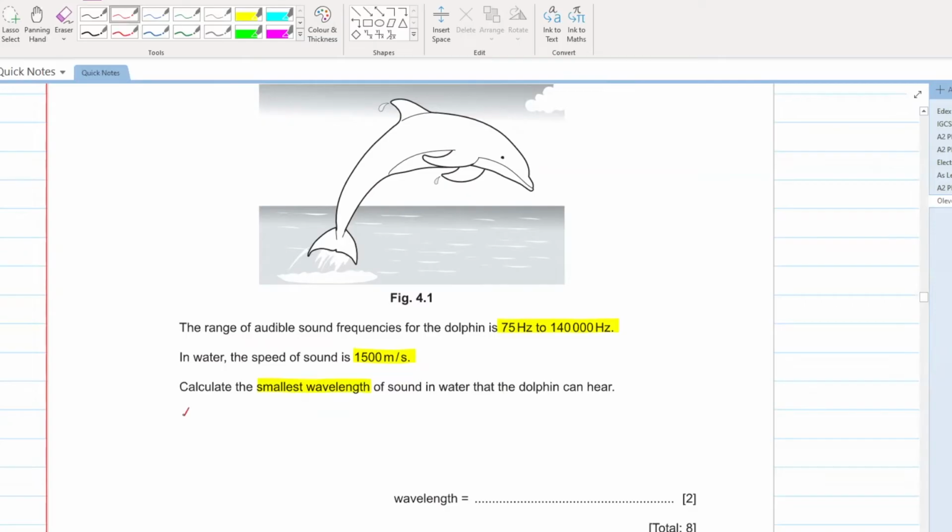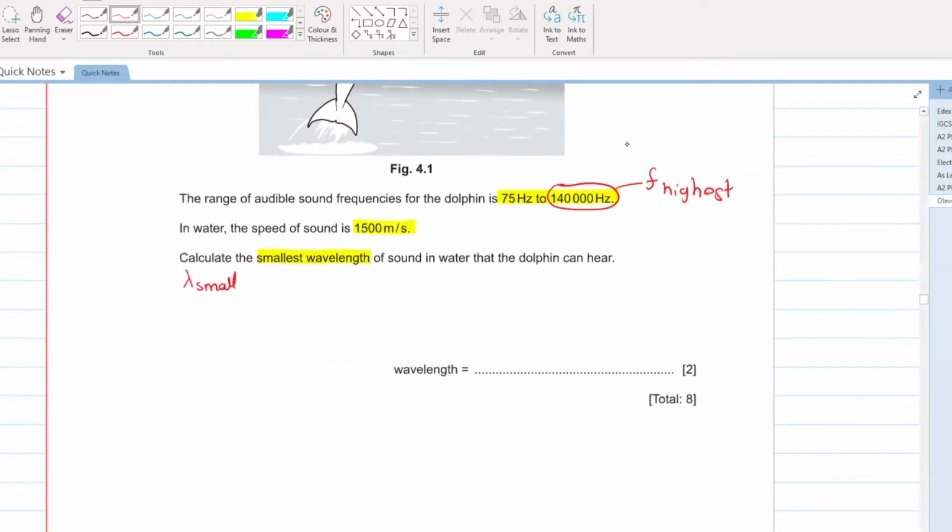If you want the smallest wavelength, what will you choose? You will choose the highest frequency. We have taken the highest frequency. Now, you will say v equals f lambda. Velocity is 1500. Largest frequency is 140,000. What will your smallest wavelength be?